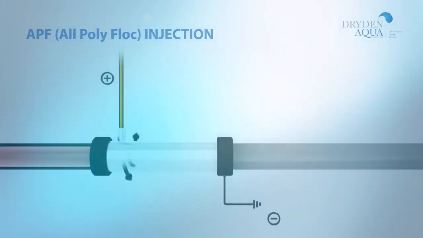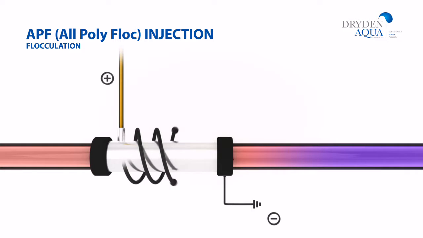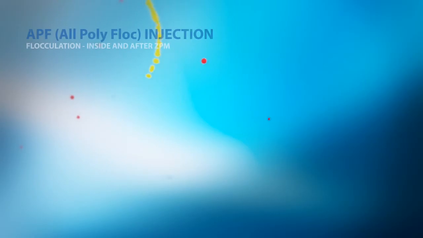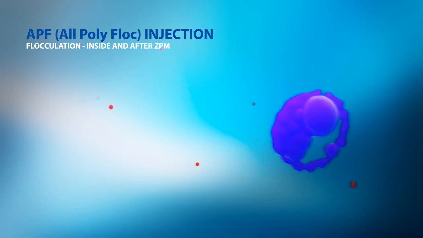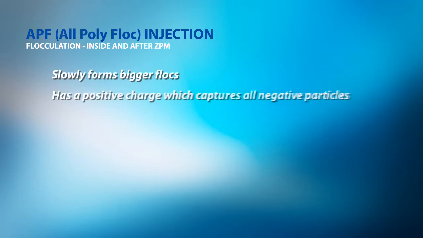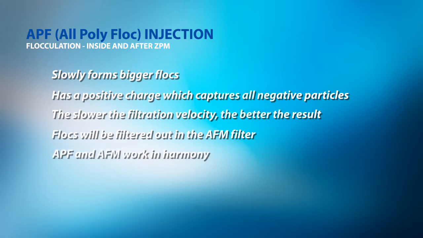The second feature of APF is that it's a strong flocculant. The positive charge of the polyelectrolyte molecules in APF act like a fishing net and trap all particles including floc, bacteria and parasites such as Cryptosporidium to form bigger and more stable floc. This takes time, and that's why the filtration velocity needs to be slow to increase the reaction time of APF. Good coagulation and flocculation prior to the filter gives the best result in the AFM filter. With an APF, ZPM, AFM filtration system, we can reduce chlorine demand by up to 80%.